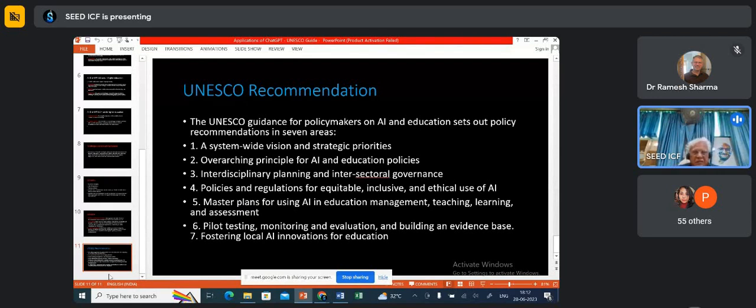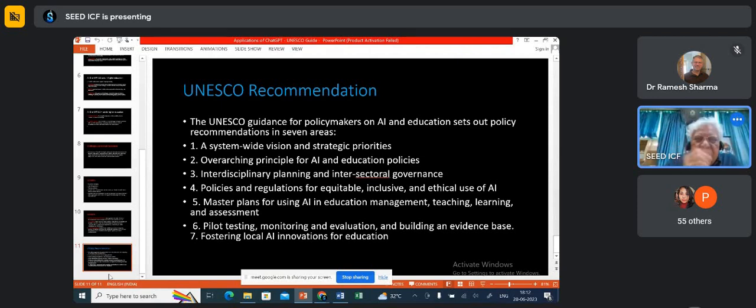But once it is otherwise, keeping all these issues in mind, UNESCO made certain recommendations, which are being suggested so that you should try to work it out. How would you like to work it out? These are the aspects they considered. The first is to set out a policy of recommendations in certain areas.